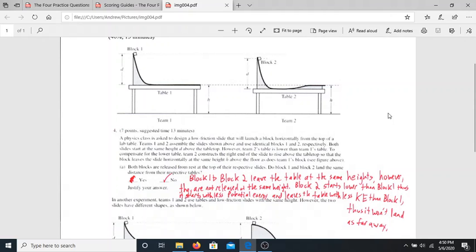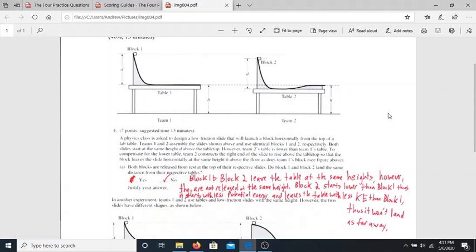Then when I let them go, they both leave the table from the same height. Now, of course, because table 2 is a little bit shorter, they had to adjust the slide, which means that block 2 actually ends up with less kinetic energy than block 1 does when it leaves the table. When block 1 leaves the table, it's fallen the total distance d, so a bunch of potential energy gets turned into kinetic energy. But block 2 had to raise up its height a little bit in order to leave the table at the same height as block 1. So in fact, some of the potential energy that might have gotten converted into kinetic got turned back into potential energy before it left the table.